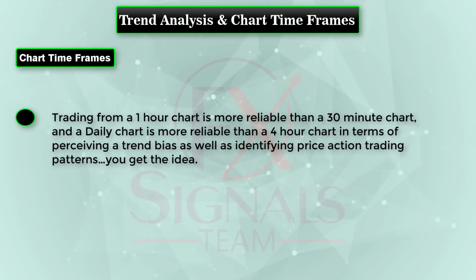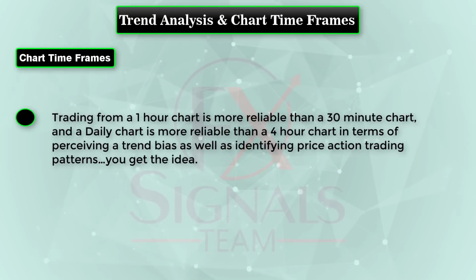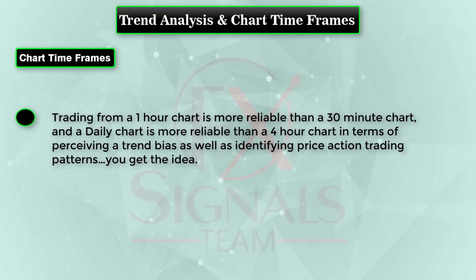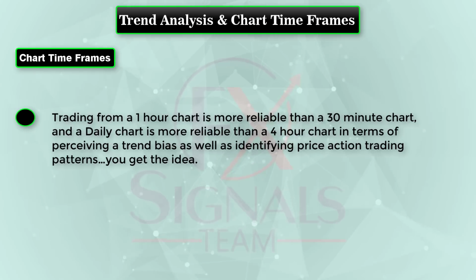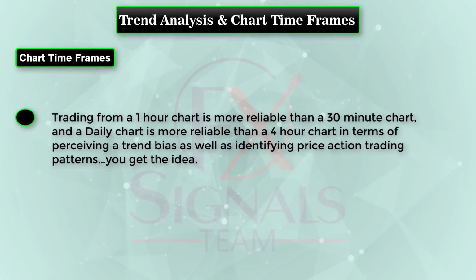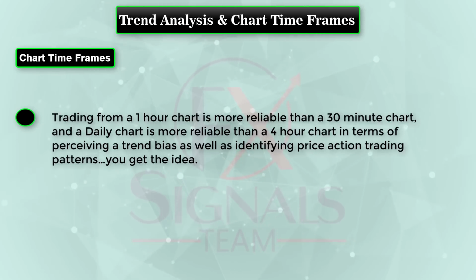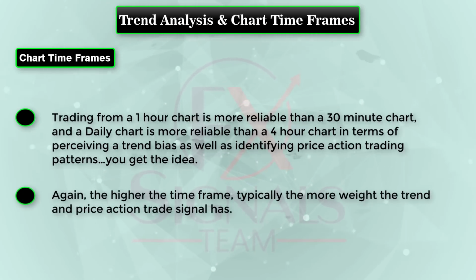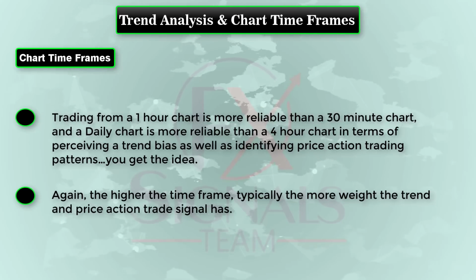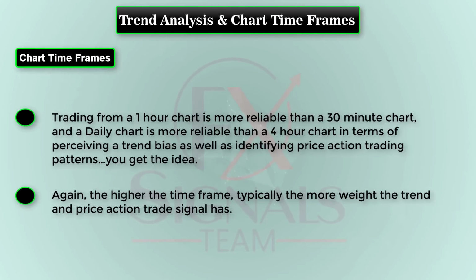Trading from a 1 hour chart is more reliable than a 30-minute chart, and a daily chart is more reliable than a 4-hour chart in terms of perceiving a trend bias, as well as identifying price action trading patterns. You get the idea. Again, the higher the time frame, typically the more weight the trend and price action trade signal has.